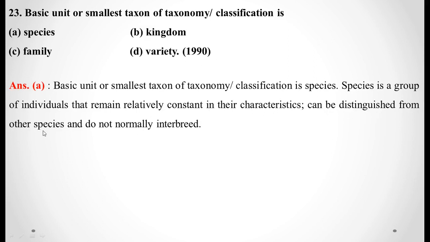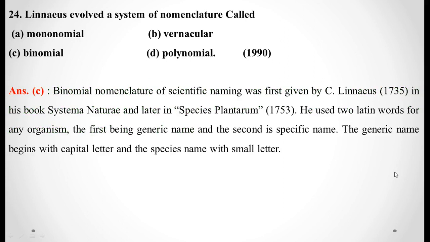The next question is, Linnaeus evolved a system of nomenclature called mononomial, vernacular, binomial, or polynomial. The answer is binomial nomenclature, which was given by Carl Linnaeus. In his book Systema Naturae he used two Latin words for any organism. First is the generic name and the second is the species name. The generic name begins with a capital letter and the species name with a small letter.